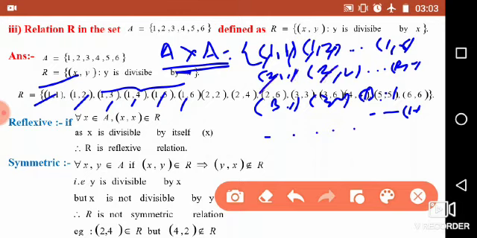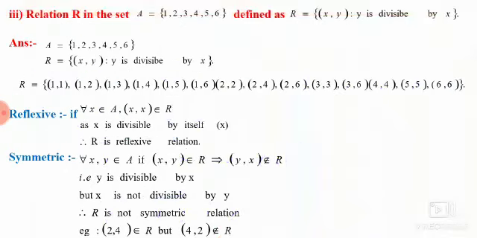2 divides itself, therefore (2,2) is a member of the relation. (2,3) is not a member of the relation because 2 doesn't divide 3. 3 is not divisible by 2. (2,4) is a member. (2,6) is a member. (3,3) is a member. (3,6), then (4,4), (5,5) and (6,6). These are the members of the relation.